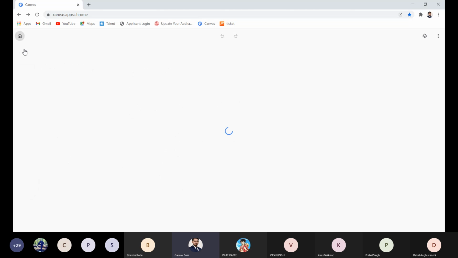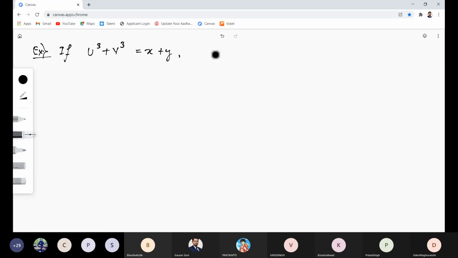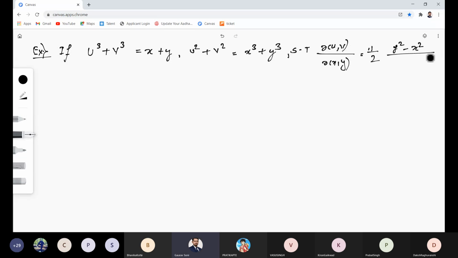Fine. Let's solve some examples now. If u cube plus v cube is equal to x plus y, comma, u square plus v square is equal to x cube plus y cube, show that the Jacobian of uv with respect to xy is equal to 1 by 2, y square minus x square upon uv into 1 minus v.